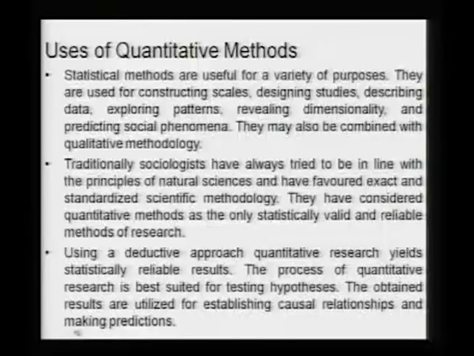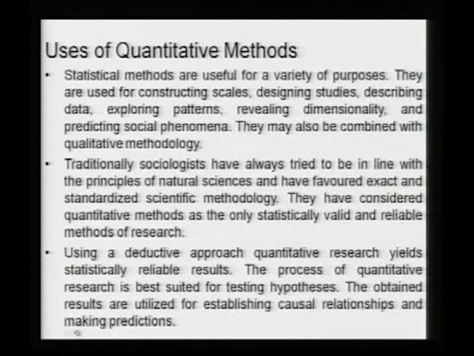Traditionally, sociologists have always tried to be in line with the principles of natural science and have favored exact and standardized scientific methodology. They have considered quantitative methods as the only statistically valid and reliable methods of research. Using a deductive approach, quantitative research yields statistically reliable results. The process of quantitative research is best suited for testing hypotheses.